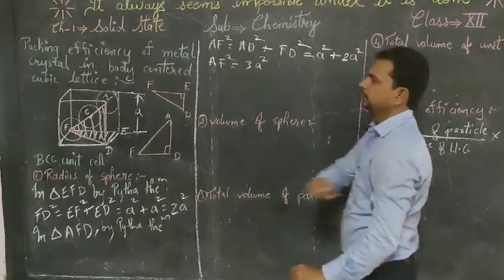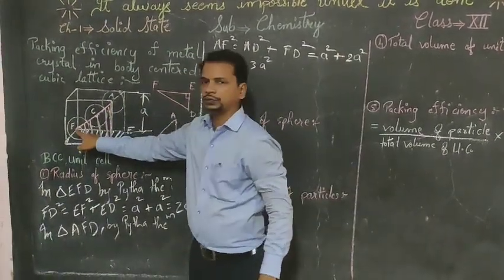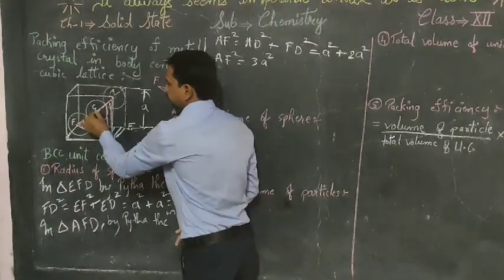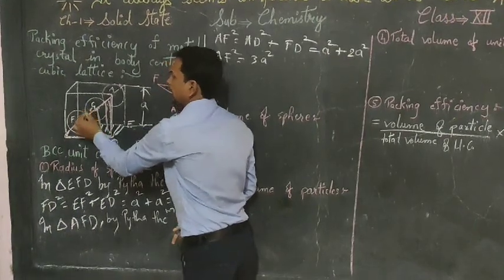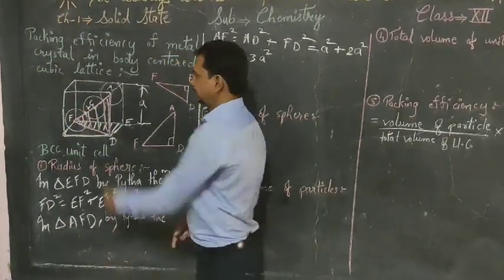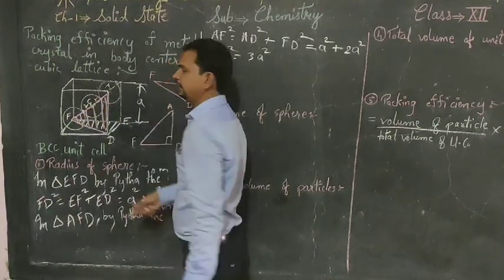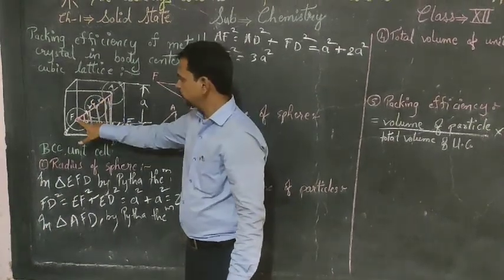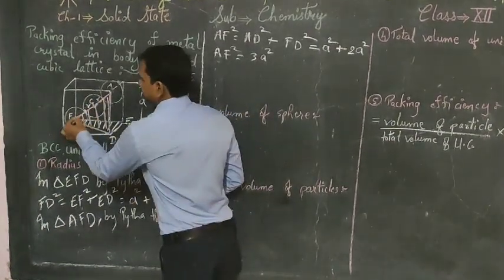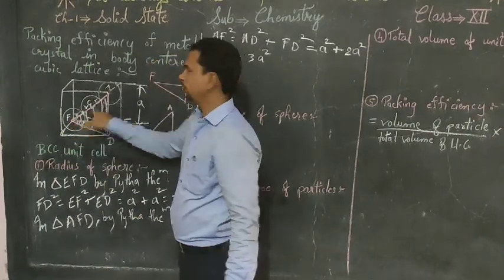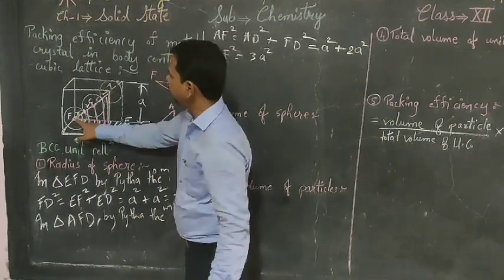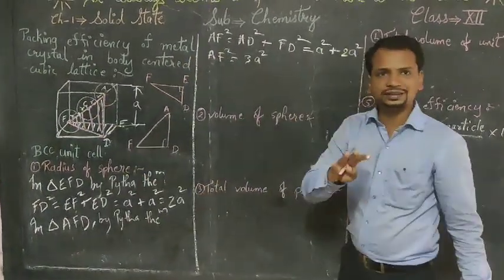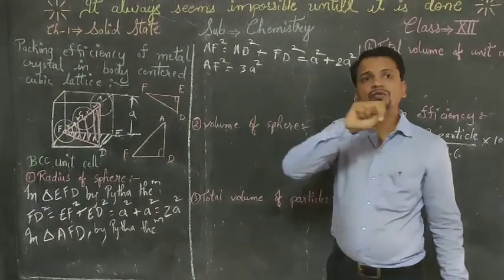Now if we see from A up to F, we can see spheres there. In one sphere, from C up to here is one radius, and from C up to the circumference is another radius. It means in one sphere there are two radii. In this way, how many radii are there from A up to F? 1, 2, 3, 4. There are 4 radii from A to F.